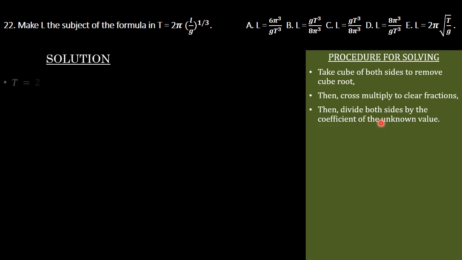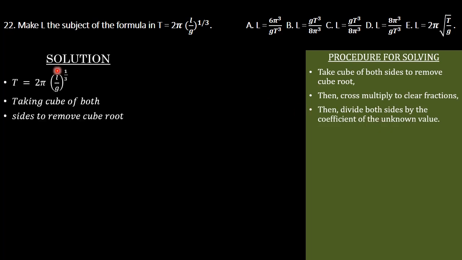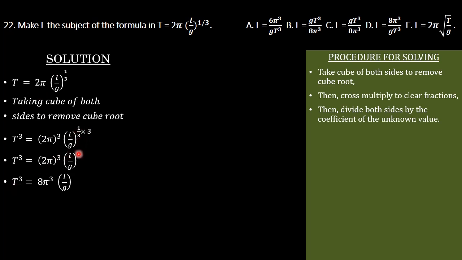Let's check the solution. Take cube of both sides to remove cube roots. When we take cube of this, we have this expression. This 3 here cancels the 3 here. We have raised to power 1 remain. 2 raised to power 3, we have 8. Pi raised to power 3, pi raised to power 3. We now have t raised to power 3 equals to 8 pi raised to power 3 l over g. That is when you multiply this term by this.